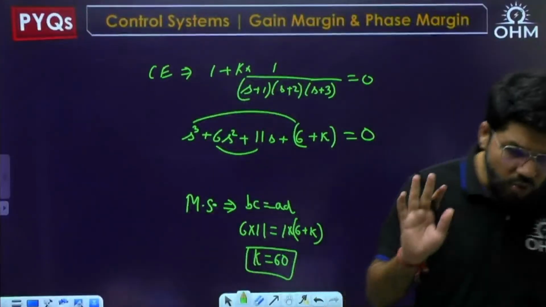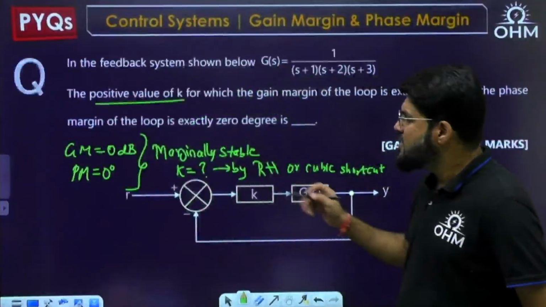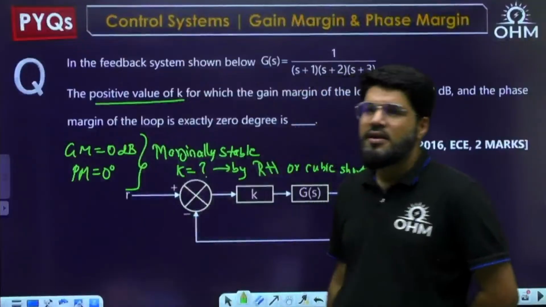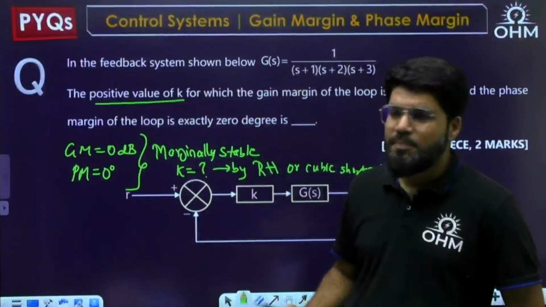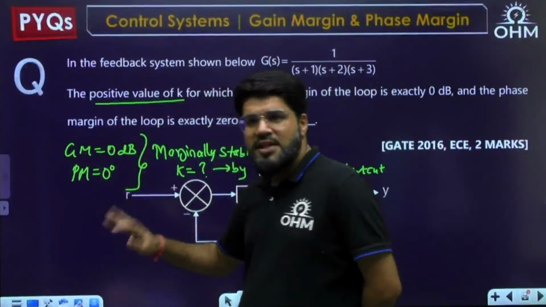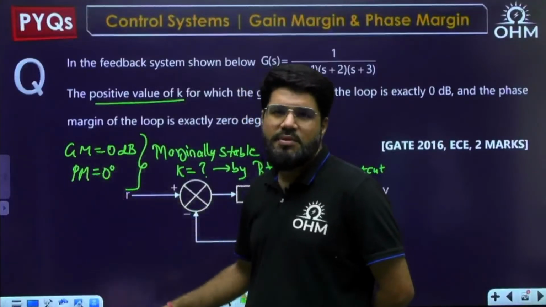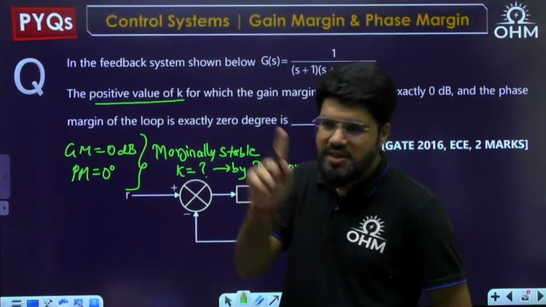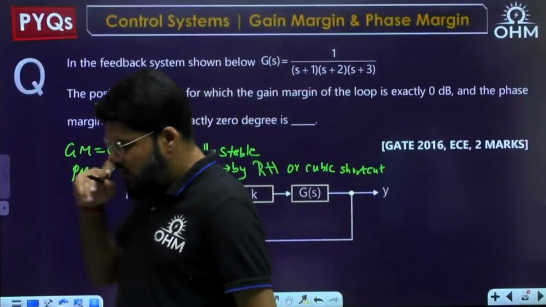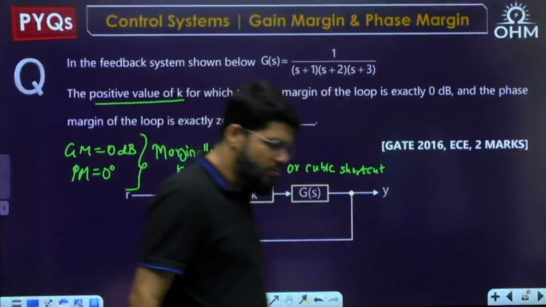The only thing is you should know that gain margin 0 dB and phase margin 0 degree signifies marginally stable. I repeat, both positive, stable system; both negative, unstable system; both 0, marginally stable. As I've told you in the beginning, and we have seen in one example also.